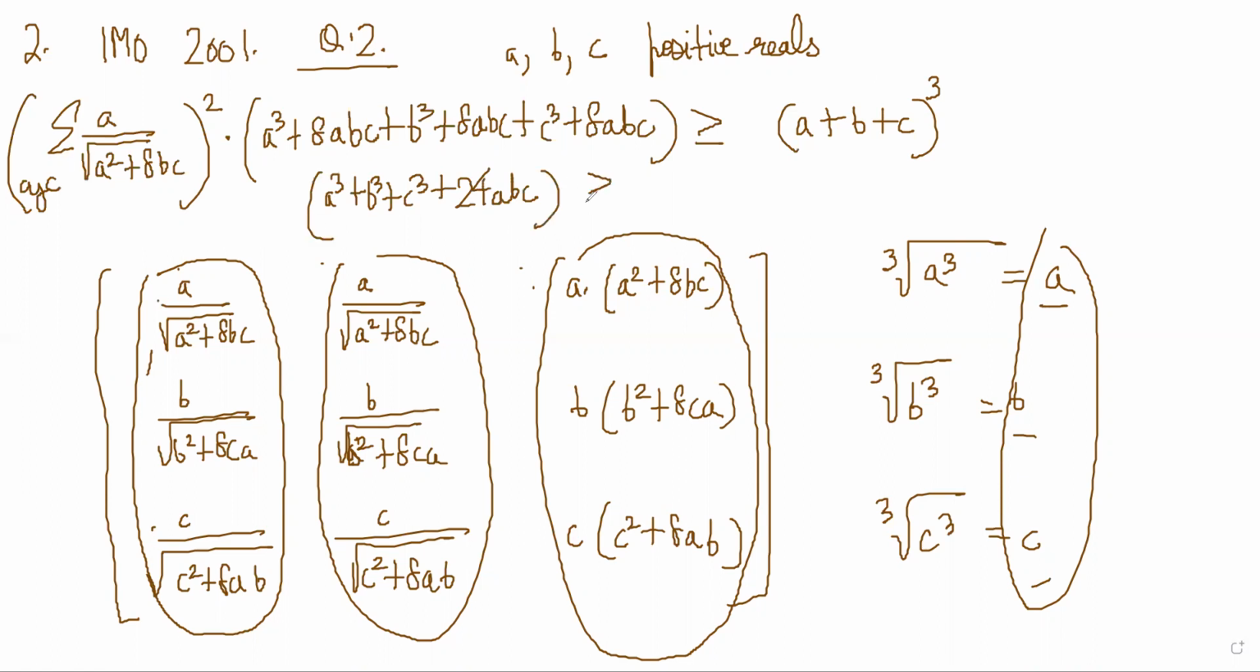So we are getting this inequality. This part, let's call it S. S is what we need to find. S square multiplied by this is greater than this, right? So therefore, we get S square is greater than or equal to (A plus B plus C) whole cube by A cube plus B cube plus C cube plus 24ABC, right?